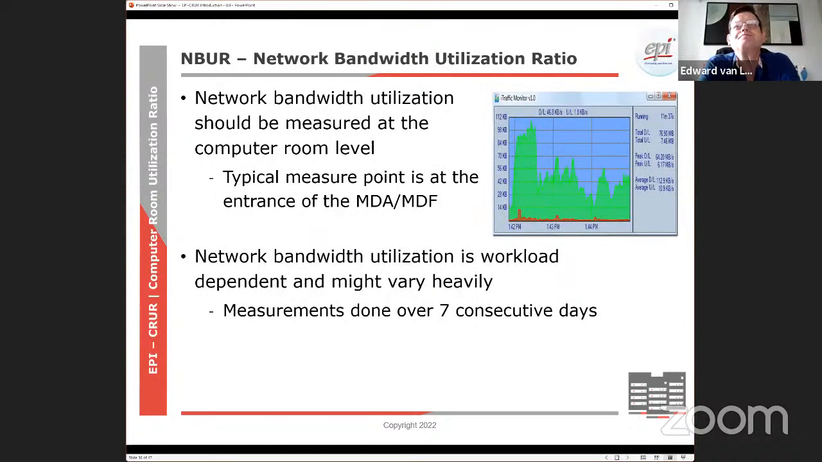The last metric that we are looking at is the NBUR, which is the network bandwidth utilization ratio. So this is not measured at the building level, but at the computer room level. So if you have multiple computer room levels within your data center, we would typically measure the bandwidth utilization at the MDA, MDF level. And again, because it's very dynamic, we would look over a 7 consecutive day period and then average it out.